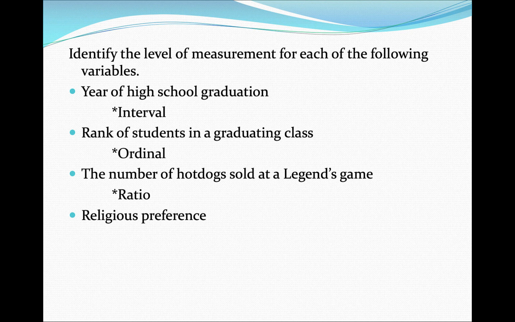Religious preference. That is a qualitative variable. There's no order. Most qualitative variables are nominal, and of course, that's what this one is. This is a nominal level of measure.